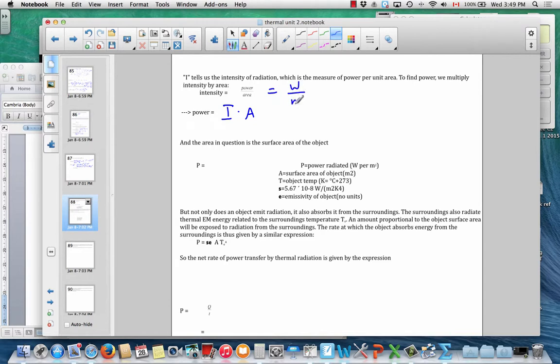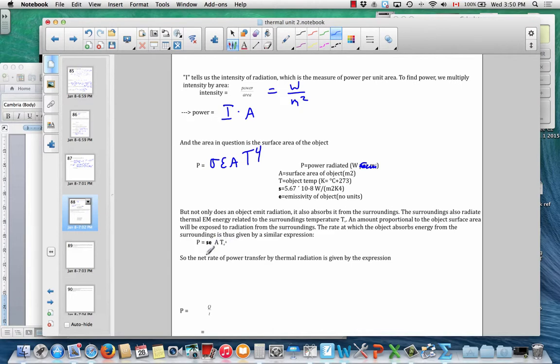So this is watts per square meter. So the total power coming off our hot object is therefore the intensity, sigma epsilon T to the 4th, times the area of the object. So this is now the watts that's emitted by the object. But of course, not only does the object emit thermal energy, it also absorbs thermal energy from the surroundings. And the amount of emission from the surroundings depends on the surroundings temperature to the power of 4. But the amount of that actually hits the object depends on the area of the object.